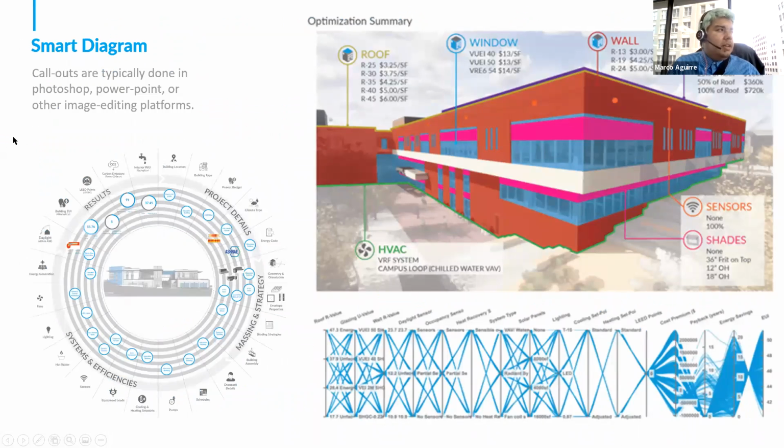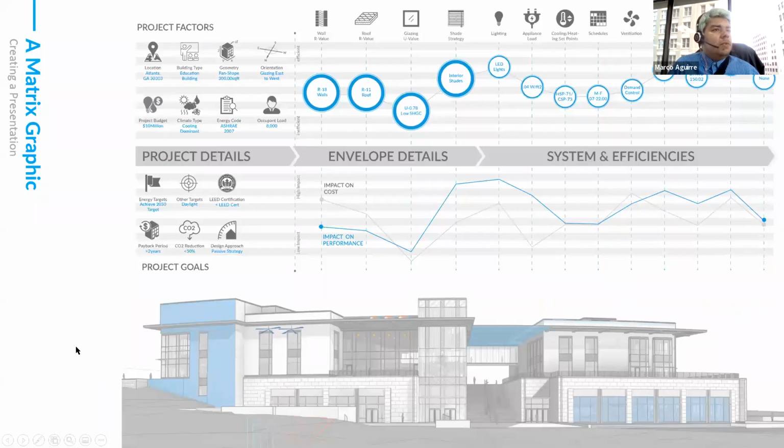Smart diagrams, this is another type of post-processing image you can generate. So this is really just using things like callouts, text to understand what's happening, how many options we're looking at. This starts to get a lot more complicated. So this is another one, for a university project, Emory, the student learning center. And just looking at all the different factors, how that impacted the cost, the performance, some of the project knowns, and then the actual project.